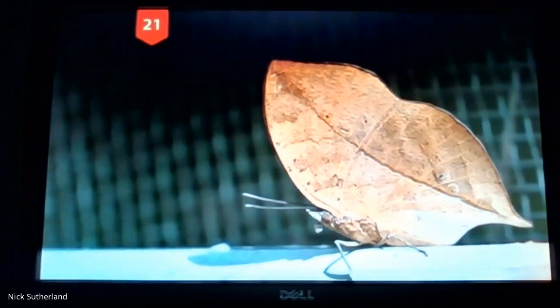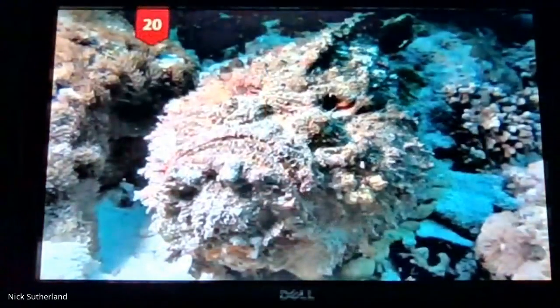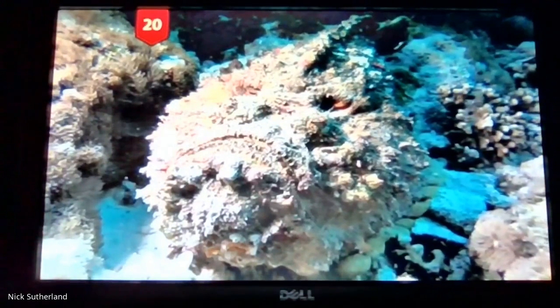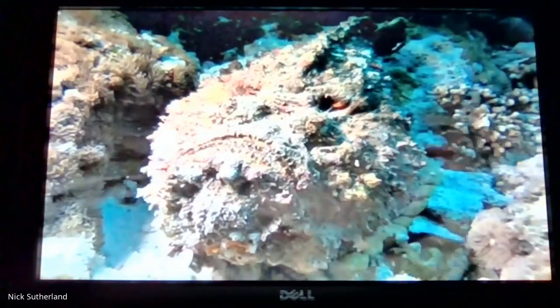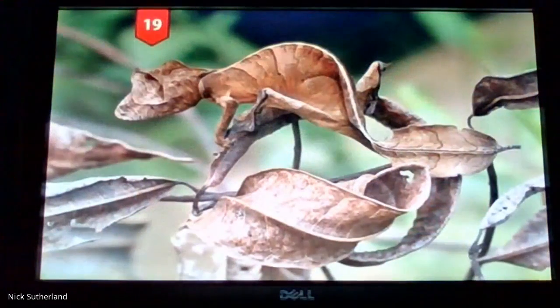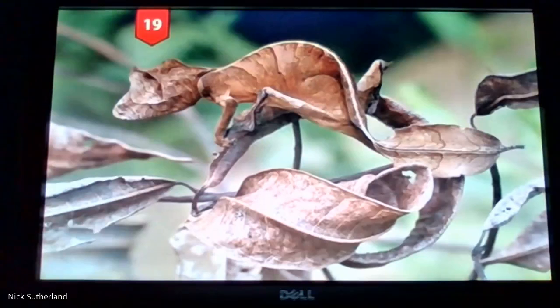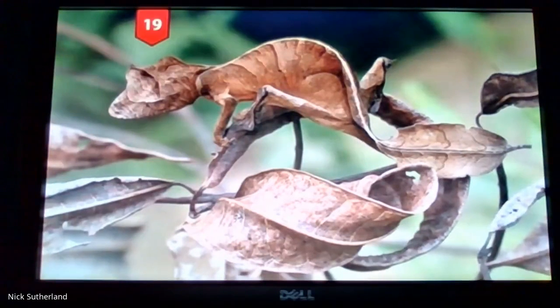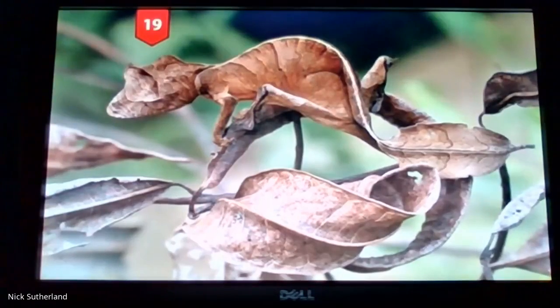Number 20, the stonefish. The stonefish is not only ridiculously good at concealing itself, but it's also one of the most venomous creatures in the world. Number 19, the fantastic leaf-tailed gecko. Closely related to the mossy leaf-tailed gecko, this little critter also makes its home in Madagascar, and as you can see from the picture, it's fairly obvious where it gets its name from.